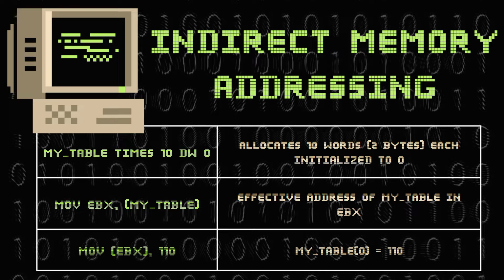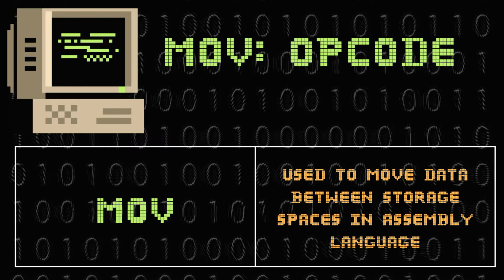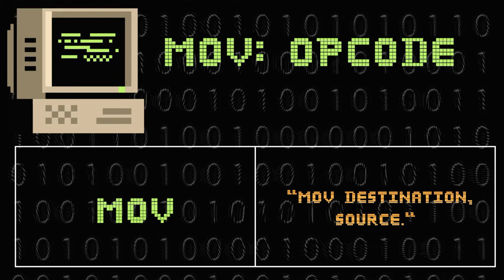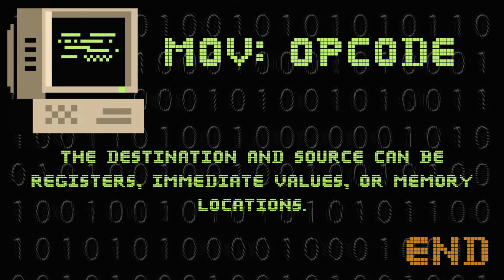And speaking of the move instruction, throughout the last videos we have mentioned the move instruction several times. So what is move? Simply, move is used to move data between storage spaces in assembly language. The syntax of the move instruction is straightforward: move destination, source. So we are moving the source, which is the second operand, to the destination, which is the first operand, as we saw. Not to mention, of course, that the destination and source can be registers, immediate values, or memory locations.